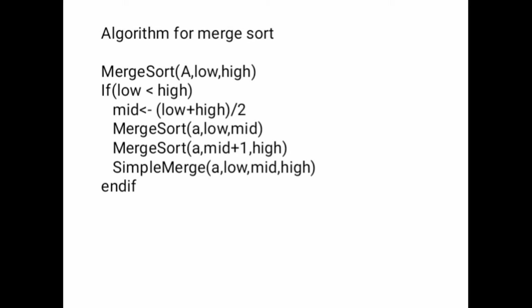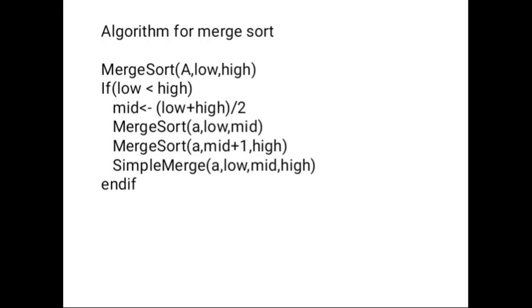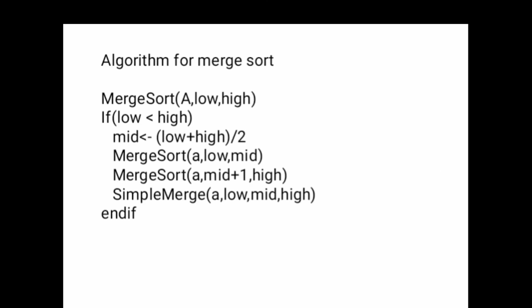You divide the array using this condition, that is mid is equal to low plus high divided by 2. Low plus high divided by 2 will give the middle element. Then you are calling the function merge sort A of low comma mid and merge sort A of mid plus 1 comma high. Because you have divided the array into two parts, the first part contains the elements from low to mid, and another array contains the elements from mid plus 1 to high.